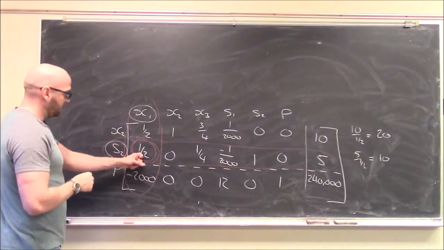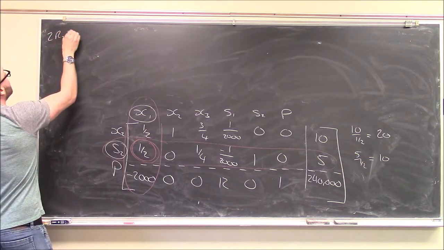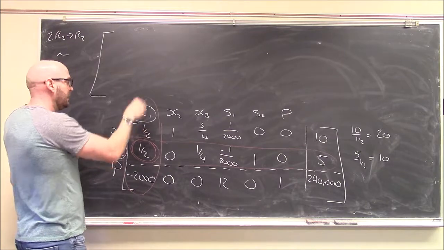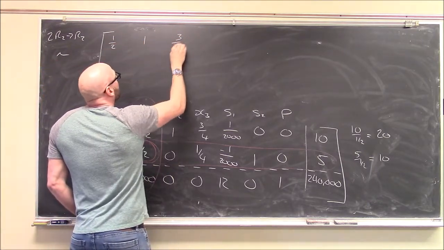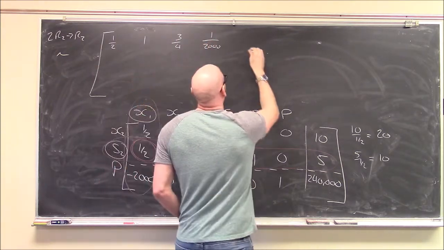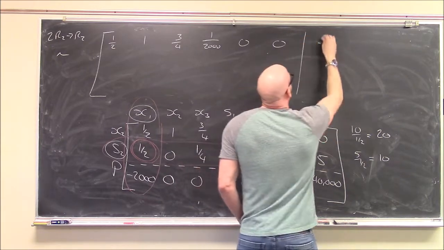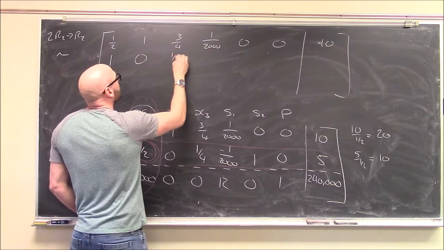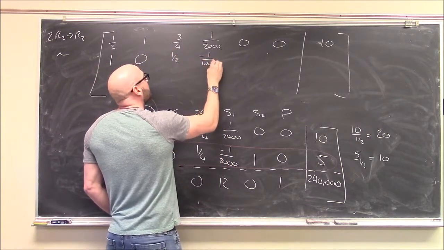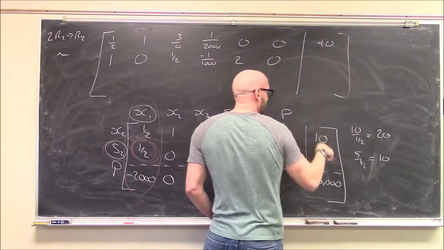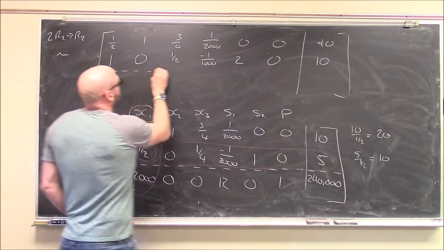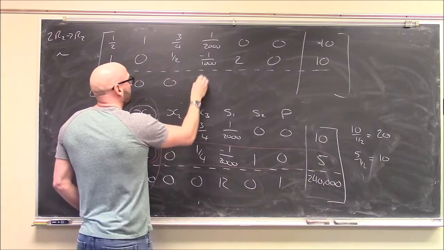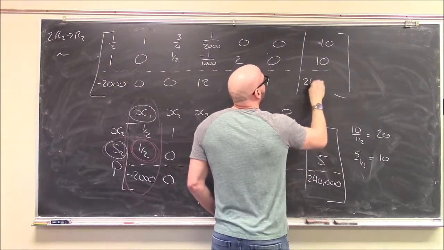So first thing I want to do is rescale this. I want to make this a 1. So we'll do 2 times row 2 becomes our new row 2. Let's see. First row stays the same, 1/2, 1, 3/4, 1 over 2,000, 0, 0, 10. Multiply this row by 2, I've got 1, 0, 1/4 times 2 is 1/2, minus 1 over 2,000 times 2 is minus 1 over 1,000, 1 times 2 is 2, 0, 5 times 2 is 10, and third row stays the same, minus 2,000, 0, 0, 12, 0, 1, 240,000.